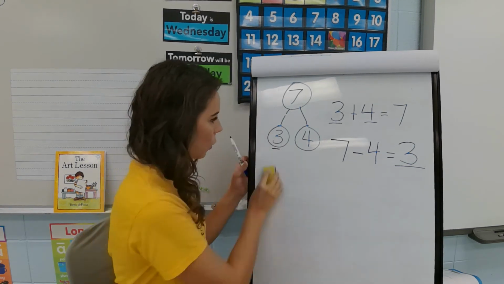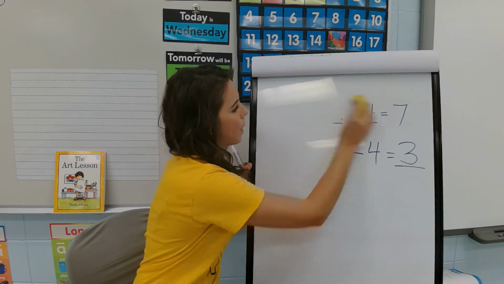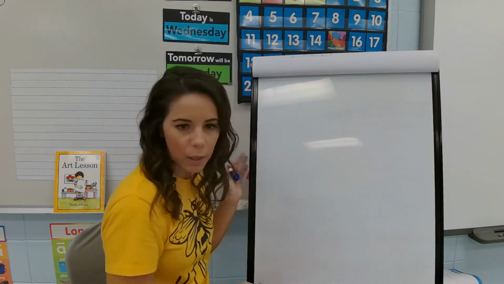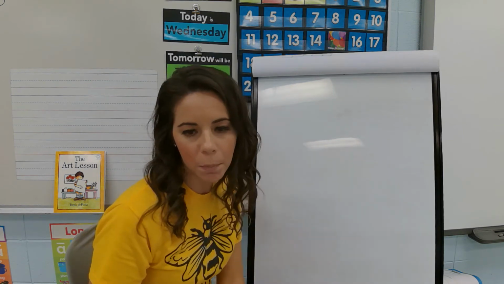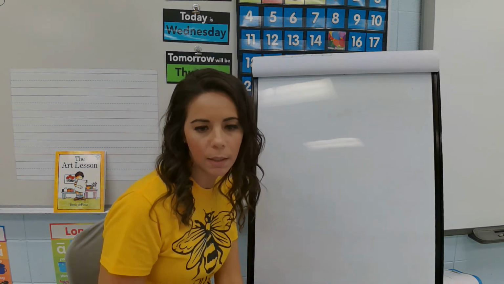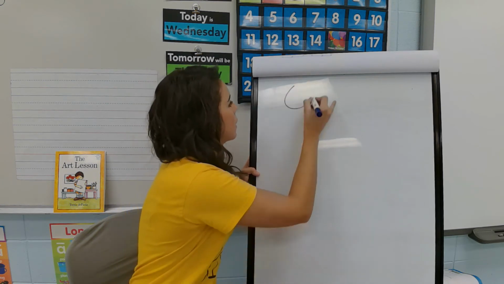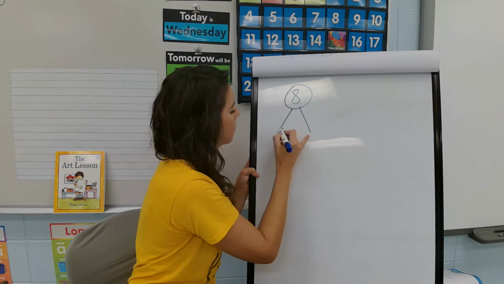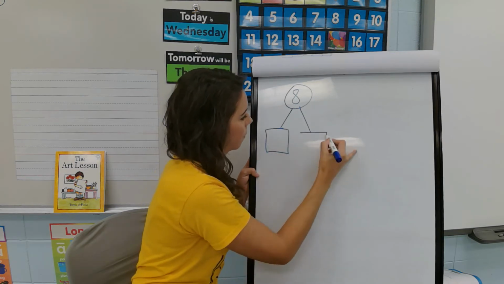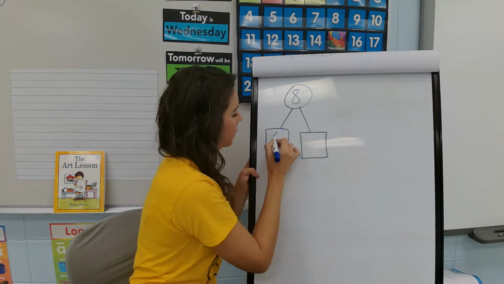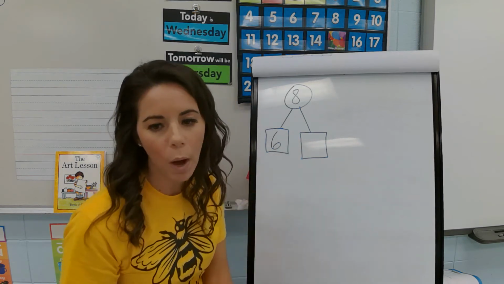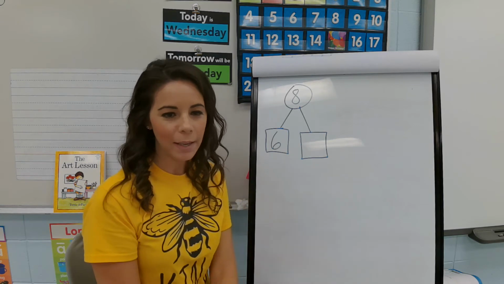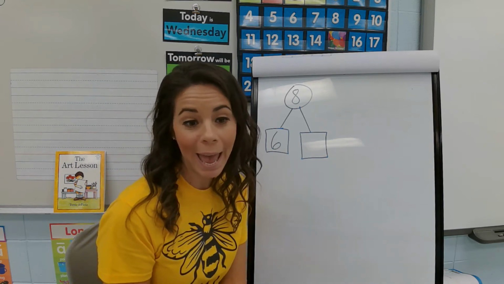Go ahead and erase your board or your number bond. If you have room to write these number sentences with us, go ahead and do that because it's good to practice writing those number sentences. All right, so in our number bond, let's do 8, 6, and what? All right, so this is part of our missing add-in.